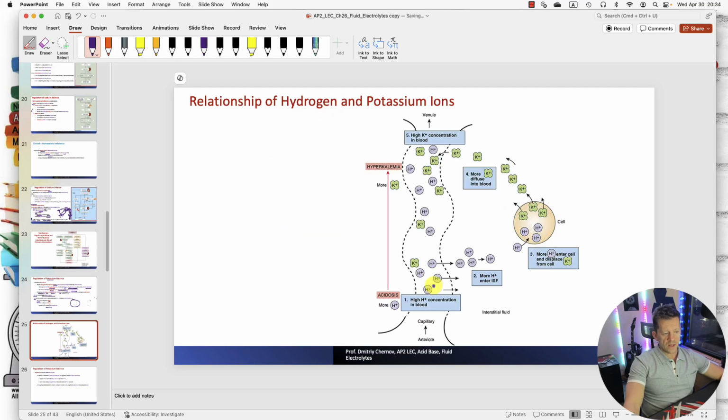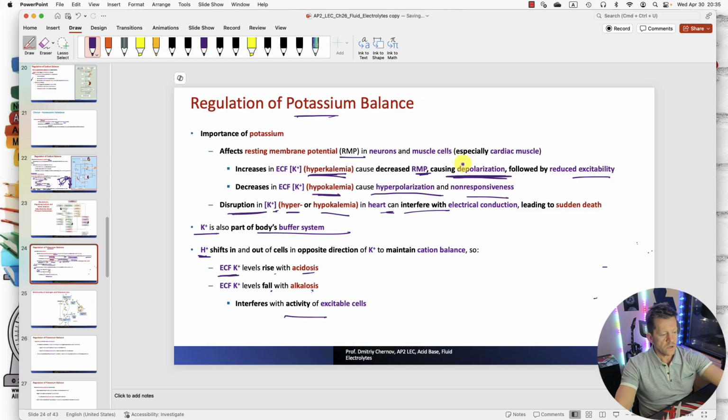In blood, let's say we have a high concentration of hydrogens. So they go from high to low and they move into interstitial fluid. From the interstitial fluid, more hydrogen enters and displaces potassium, and potassium leaves, and the potassium diffuses into the blood. And now blood has a high concentration of potassium. So in acidosis, extracellular fluid potassium rises.